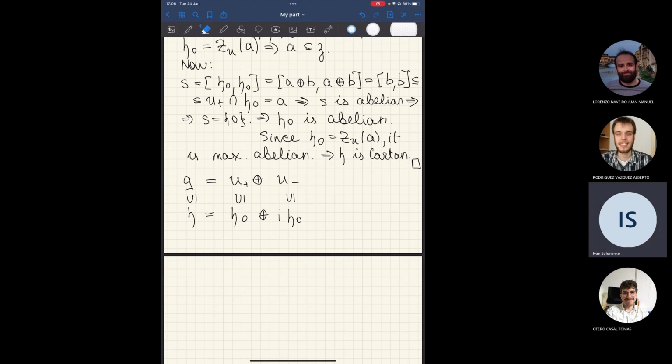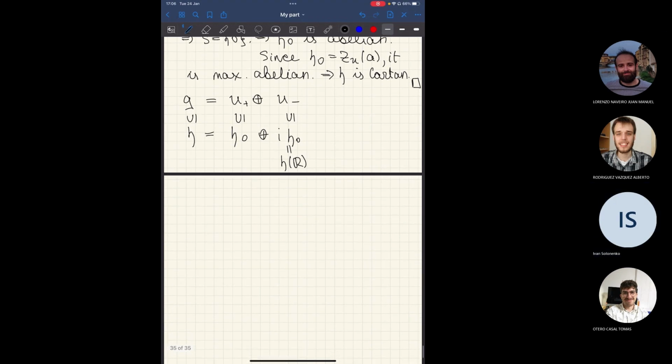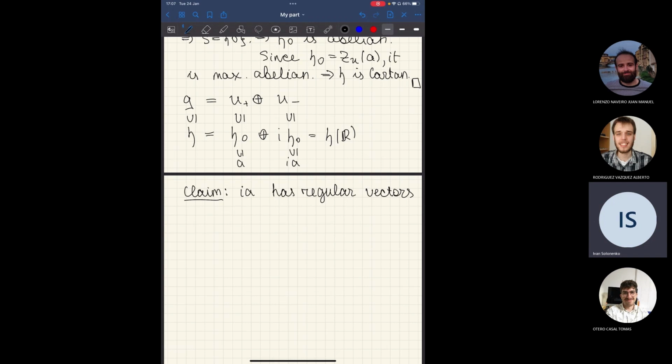So as we noted before, HR will be the I part. HR is the real span of all root vectors. It will have to be the I part. So all the roots guys like H alpha are here in I H naught. Okay. So, in here, let me kind of rearrange this. In here we had A, and so here we have IA. So claim: IA has regular vectors, so vectors such that no root vanishes on them.